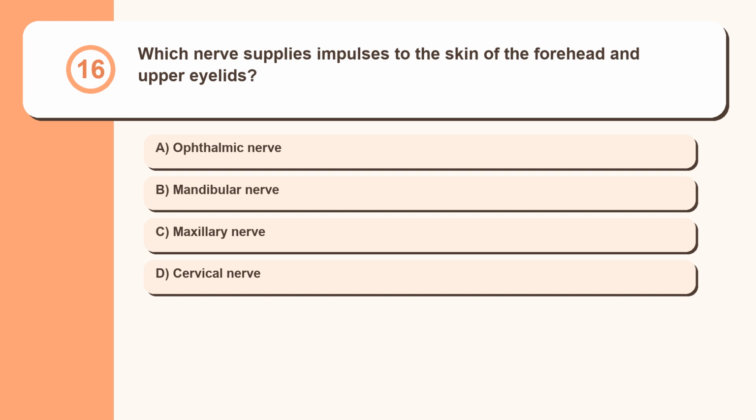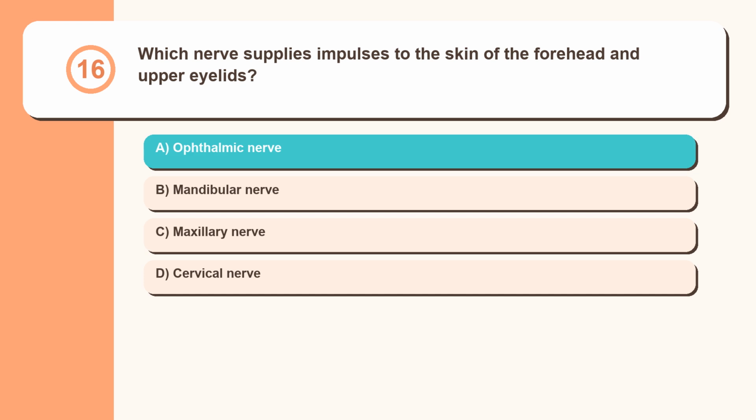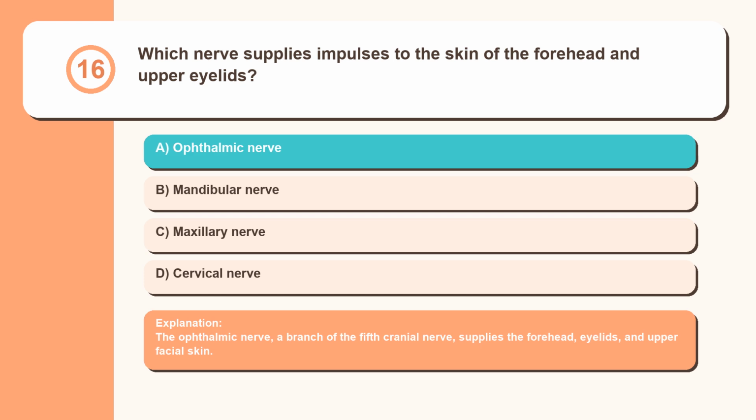Question 16. Which nerve supplies impulses to the skin of the forehead and upper eyelids? Ophthalmic nerve, mandibular nerve, maxillary nerve, cervical nerve. The ophthalmic nerve, a branch of the fifth cranial nerve, supplies the forehead, eyelids, and upper facial skin.